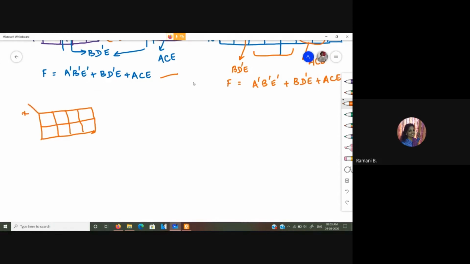So X, Y, Z. I have the habit of writing it as 0, 0, 0, 1, 1, 1 and 1, 0. You can also write this directly as the variables: this is X bar and X, this is Y bar Z bar, Y bar Z, Y Z and Y Z bar. That way also you can write it.